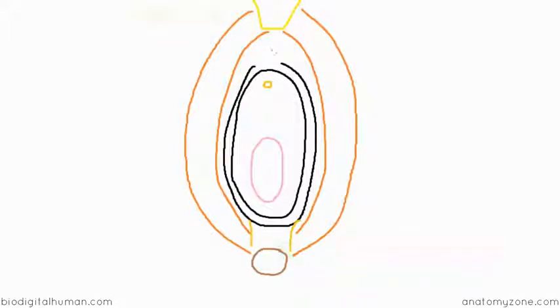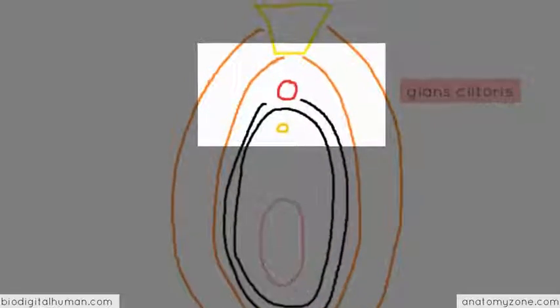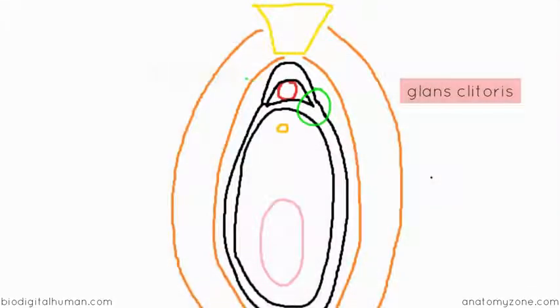Anterior to the urethral orifice you've got the glans clitoris, and the labia minora form folds around the glans clitoris. At the anterior end of the labia minora they bifurcate to surround the glans clitoris. This bifurcation produces two folds. You've got a lateral and a medial fold.